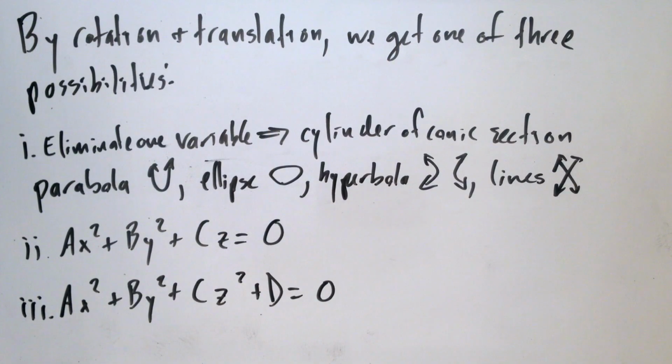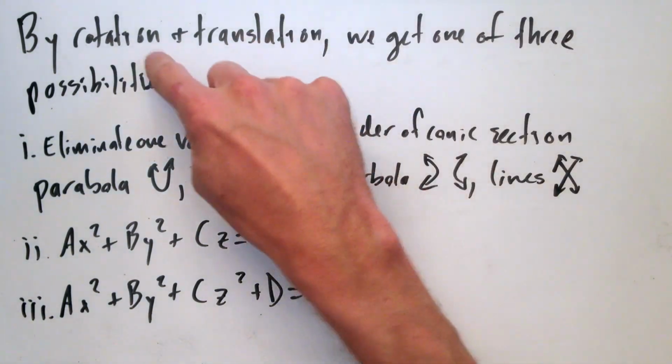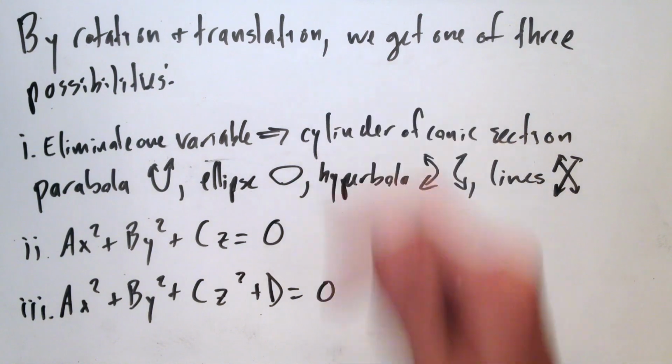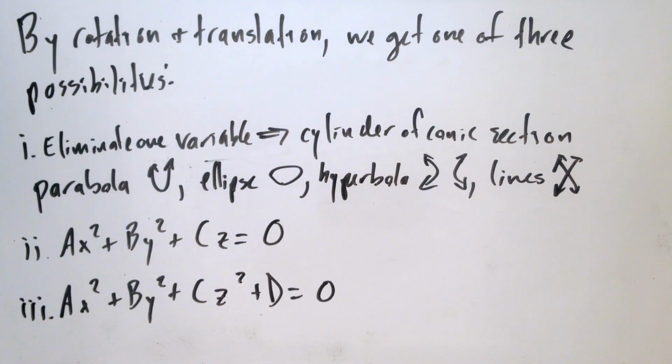So by rotation and translation, we can take any quadric surface and spin it around in space, that's rotation, and move it around in space, that's translation. But we don't stretch it or shrink it or do anything weird to it. Don't rip it up or anything. Just keep its shape. Just move it around nicely in space. We can get to one of the following possibilities.